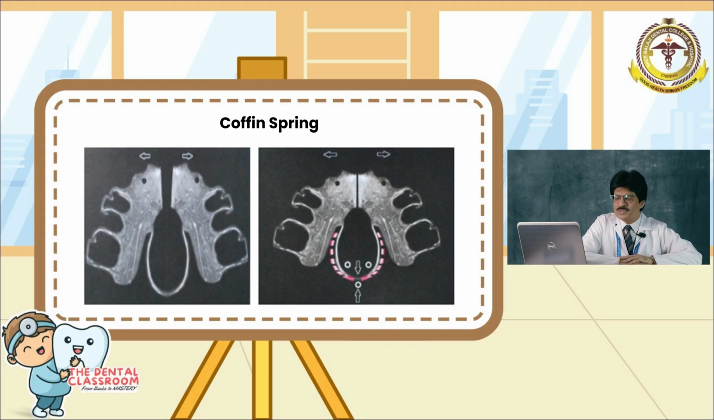Then we have the coffin spring, but though we call it a spring, this particular spring is made up of 1.25 millimeter stainless steel wire. That's a thick wire, but then it is made into an omega loop, and the ends are incorporated into the acrylic on either side, and then we can adjust this omega loop, expand it a little bit, used more so for the purpose of expansion of a constricted maxillary arch.